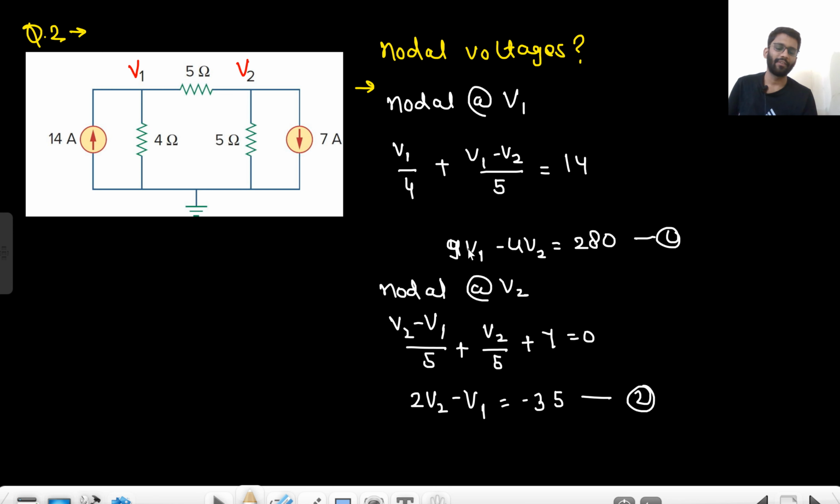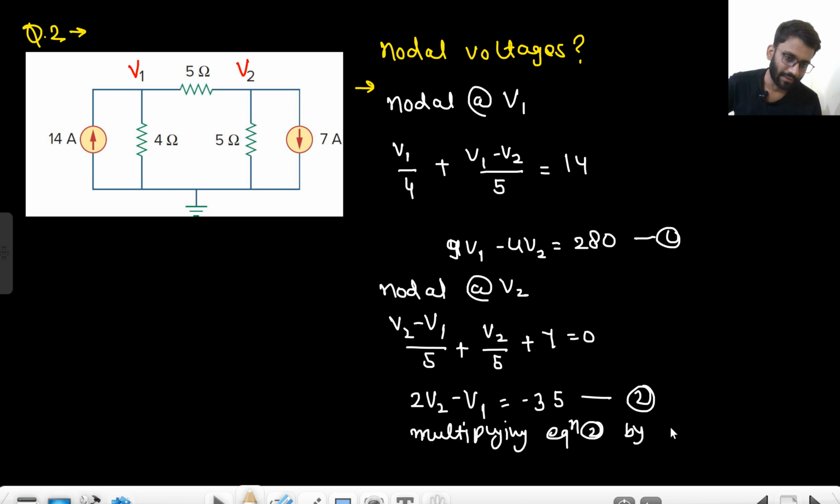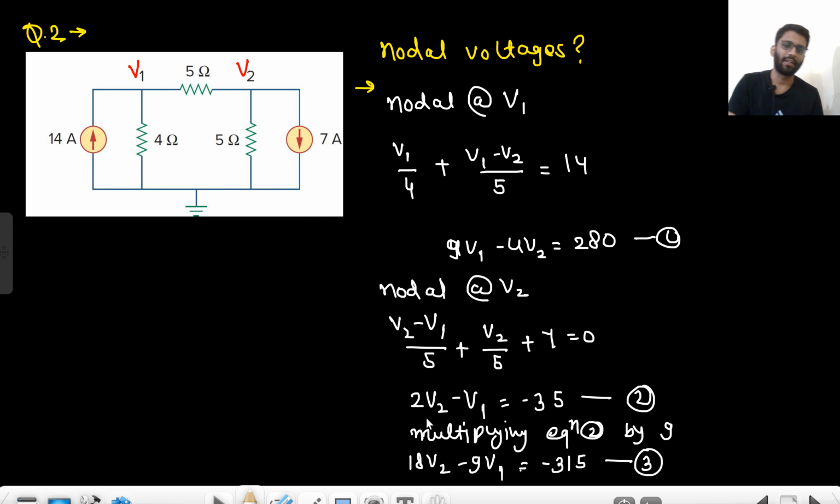Now you have to make the equation like this, so you can multiply it with 9. Multiplying equation 2 by 9, it will be 18V2 minus 9V1. What is minus 35 into 9? Take 35 less from 350. It will be minus 315. Okay.